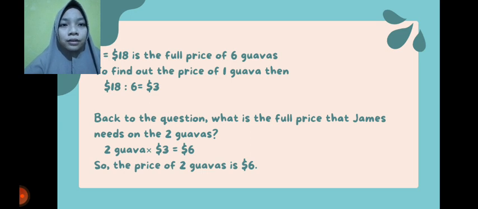To find out the price of 1 guava, then $18 divided by 6 is equal to $3. Back to the question, what is the full price that James need to pay for the two guava? So the 2 guava is 2 times $3 is equal to $6. So the price of 2 guava is $6.